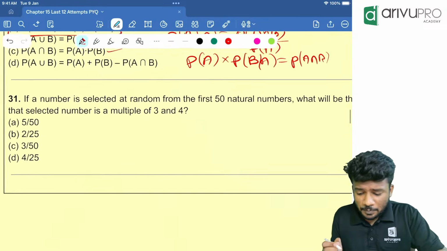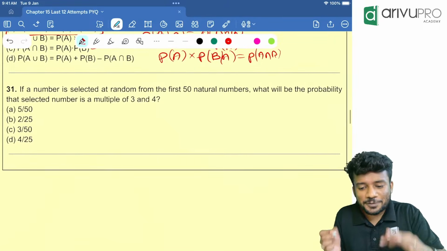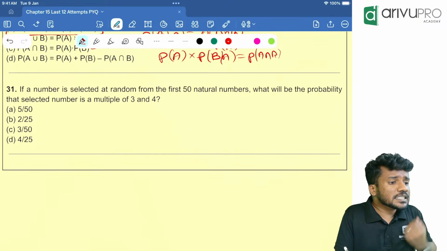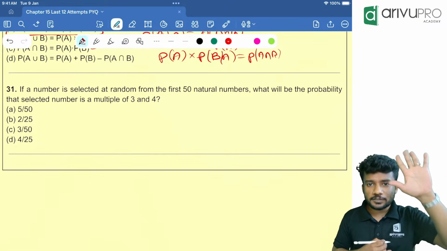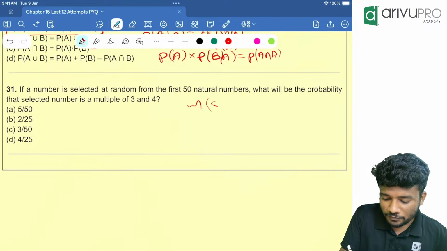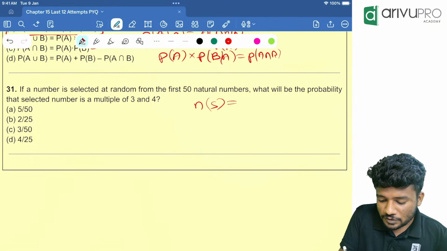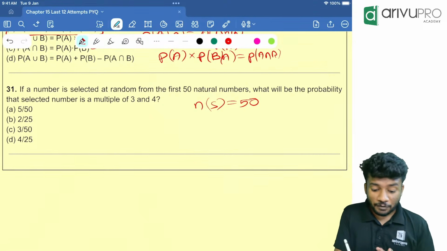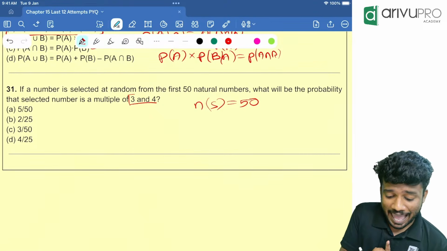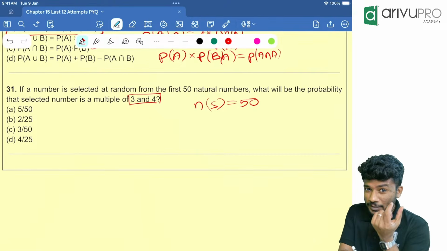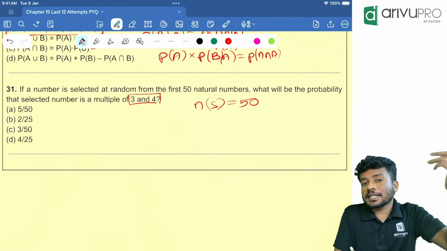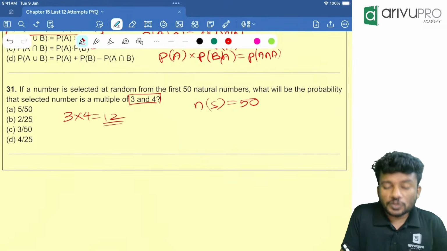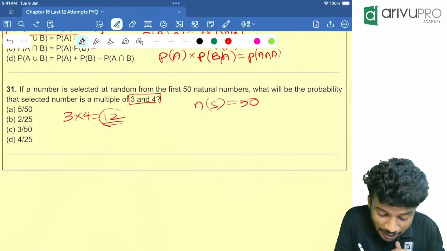This pattern of question is repeated again and again. If a number is selected at random from the first 50 natural numbers, n of S is equal to 50. What will be the probability that the selected number is a multiple of 3 and 4? And is important. If it was or, the entire answer will change. And means 3 into 4 is 12. So how many numbers are multiples of 12 is the question.